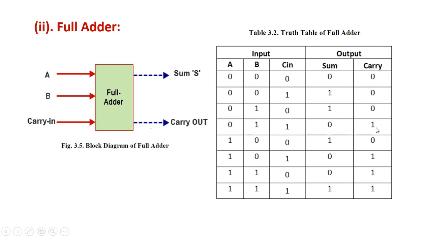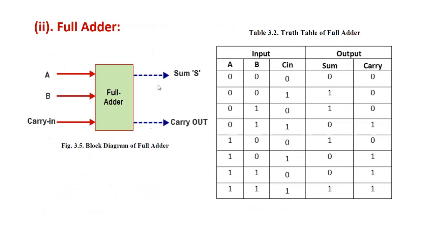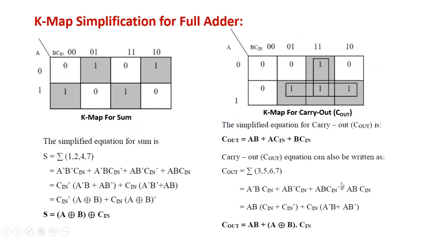Now from the truth table we will form the K map. This is for sum, this is for carry. For sum we have these combinations: this one, this one, this one, 100 and this one. So these four we have taken. So we will simplify it. These cannot be grouped, so we will take them separately.